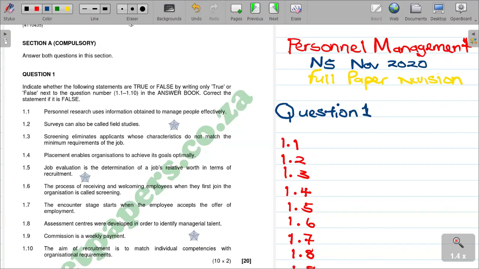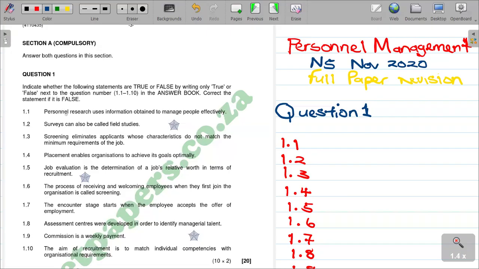Right. So I'm going to question one. Indicate whether the following statements are true or false by only writing true or false next to the question number. Here you're going to write true or false next to the question number. Right, let's go to question 1.1.